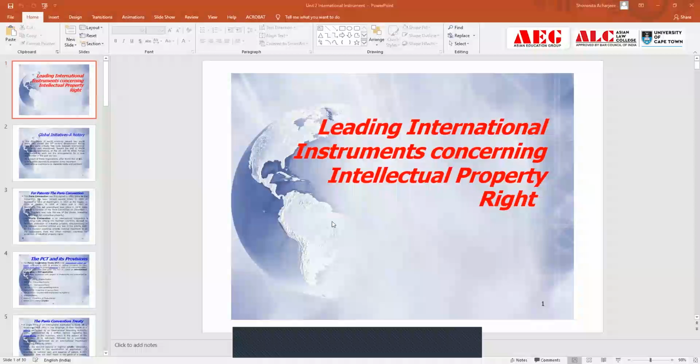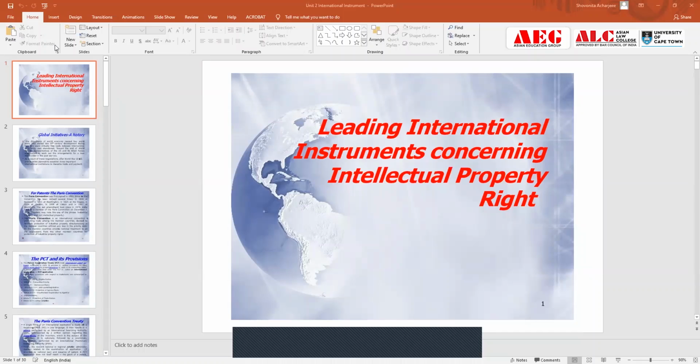Good afternoon, students. In today's topic, we will be discussing the second unit of your syllabus, which talks about the leading instruments, or the role of international instruments in IPR. The material I have already mailed to you, along with the references which you can take into account while you are going through this session.